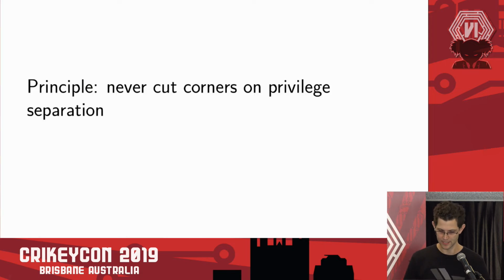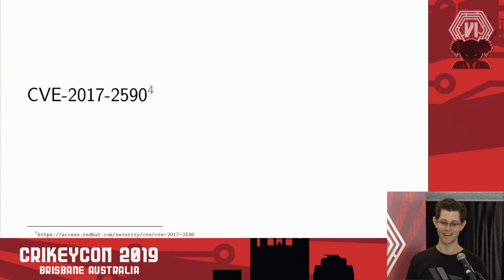So that was good. So the principle here: never cut corners on privilege separation. Never, ever. You have to do it right from the start. It will come back to bite you again and again.